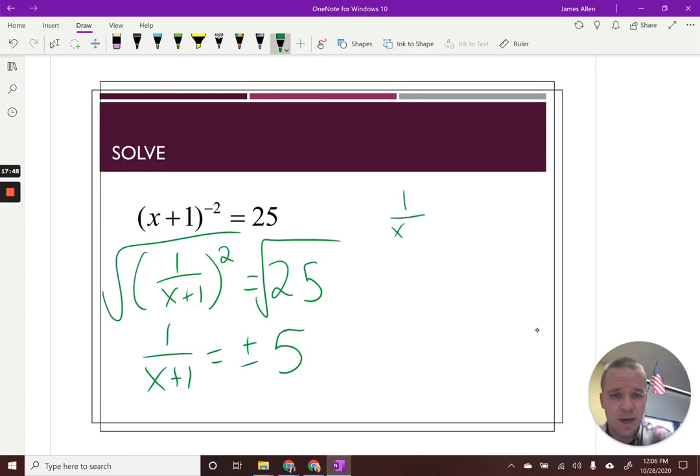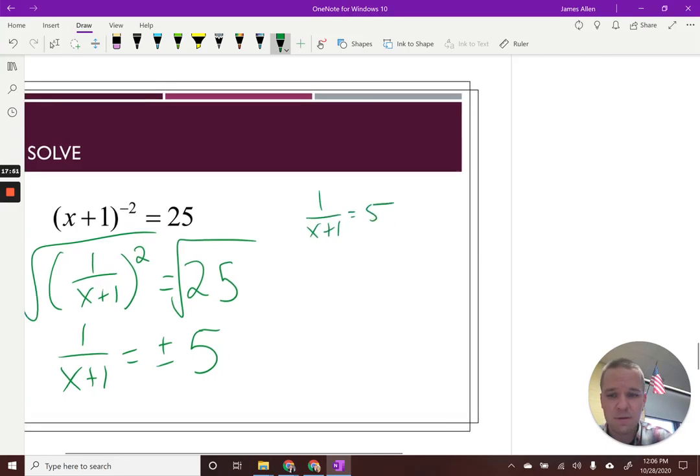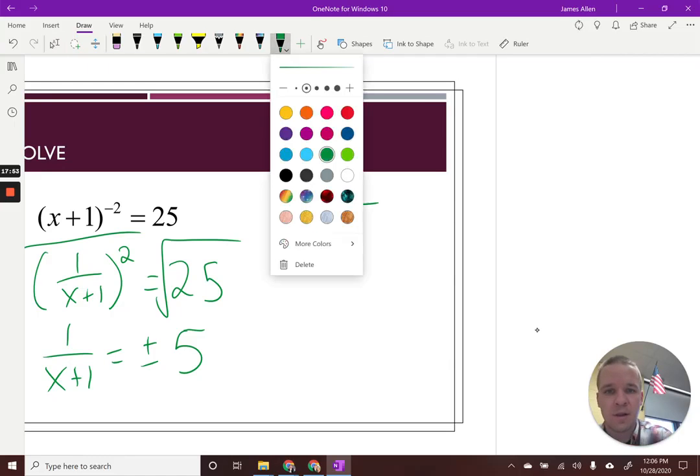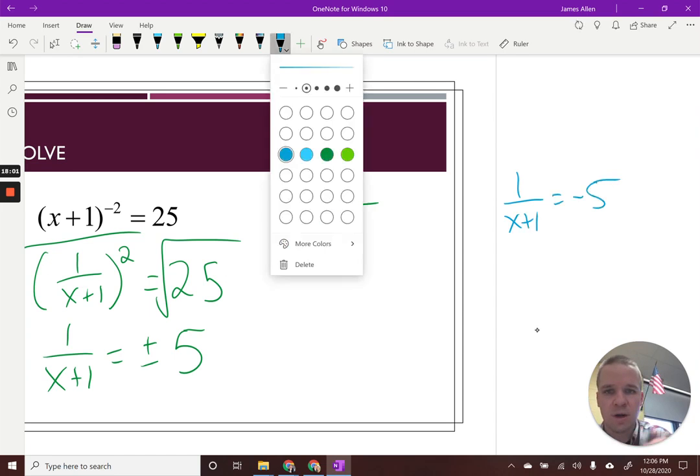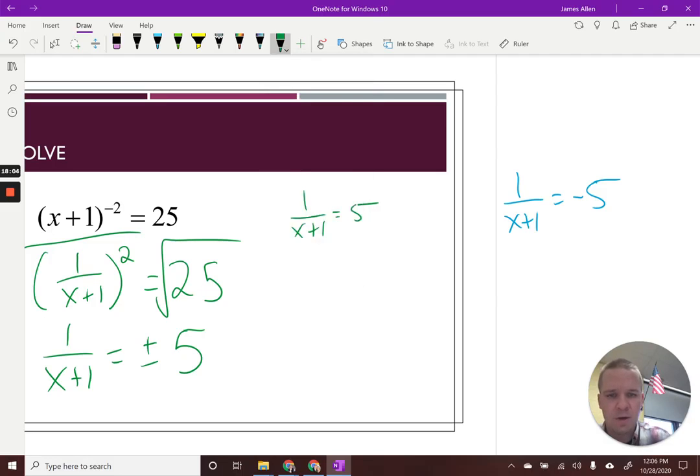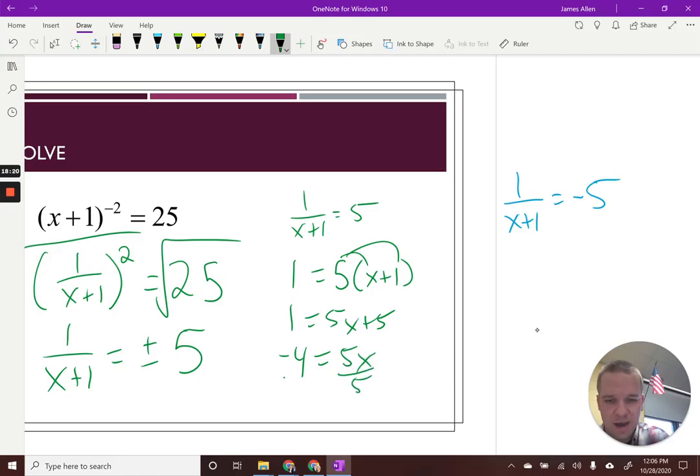I will have 1 divided by x plus 1 equals 5. And then in another color, 1 divided by x plus 1 equals negative 5. So I'll work with the green one first. I'm going to go ahead and multiply by x plus 1 on both sides. So I'll have 1 equals 5 times x plus 1. I got to distribute that 5. Subtract, I get negative 4 equals 5x, divided by 5. So negative 4 fifths.